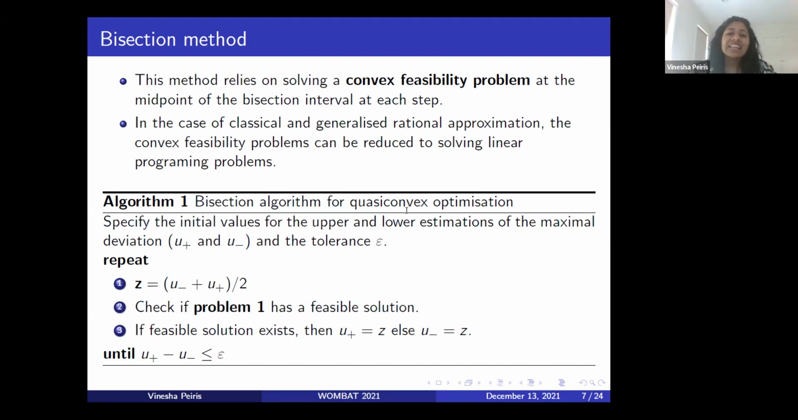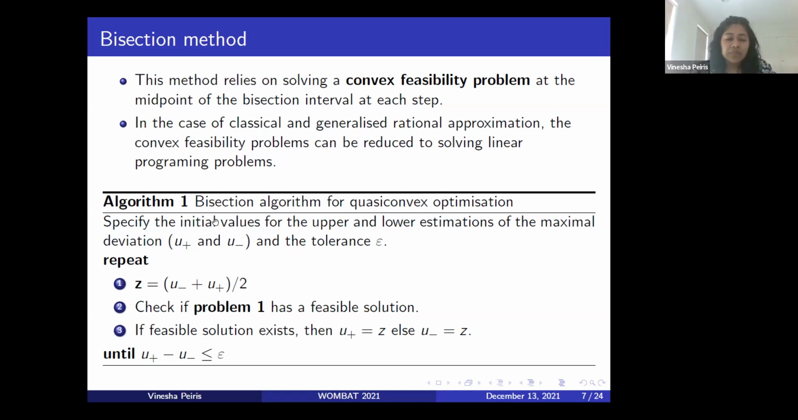But luckily, in the case of classical and generalized rational approximation, this convex feasibility problem can be reduced to solving linear programming problems. So it actually makes our lives a bit easier. So we only have to solve a linear programming problem.